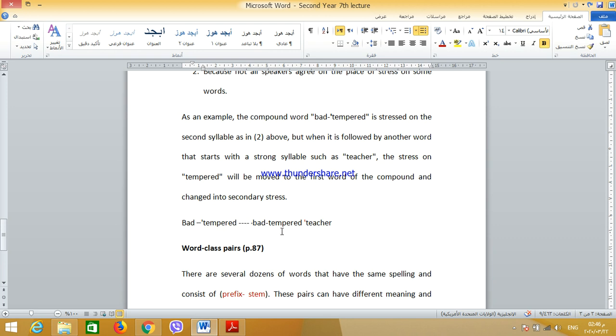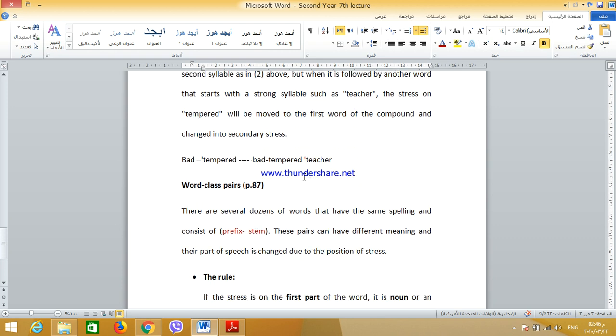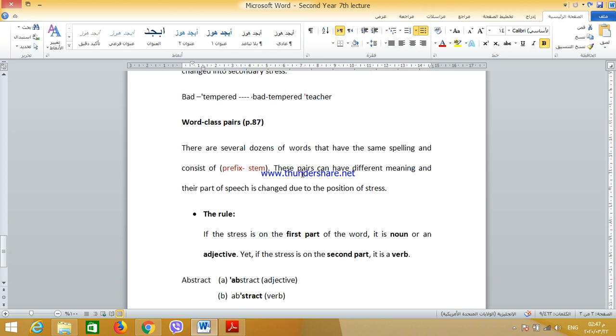This is the original case. Now after we add teacher, the word teacher is going to take the primary stress, and the stress on tempered will move backward to be on bad, but it's going to be secondary, not primary anymore. Okay, so here we can see an example that supports the idea that stress is not fixed, stress is changing. Now another topic is word claspers.